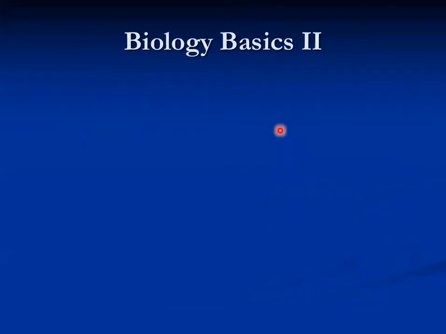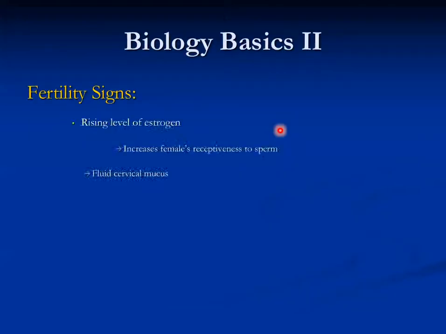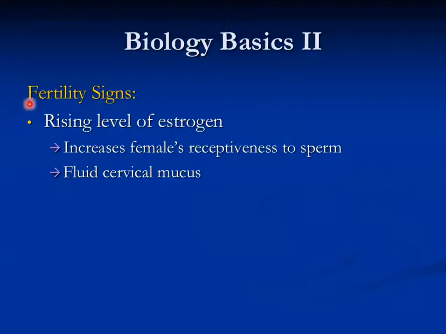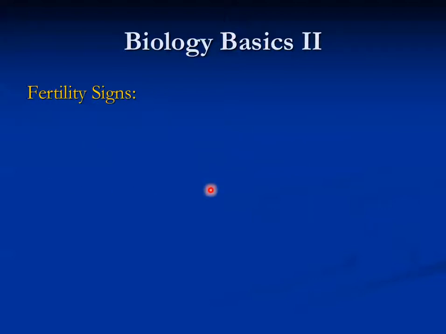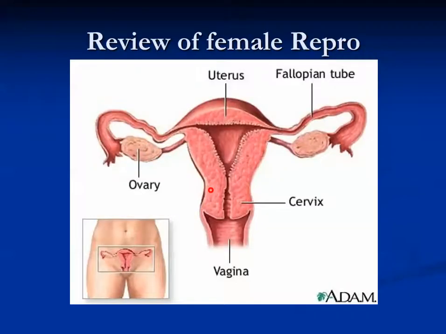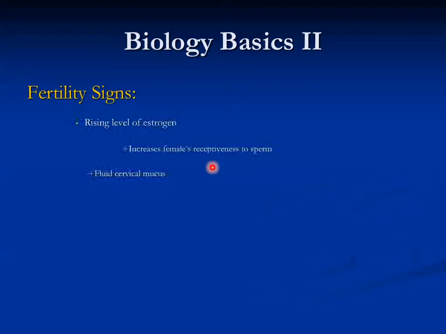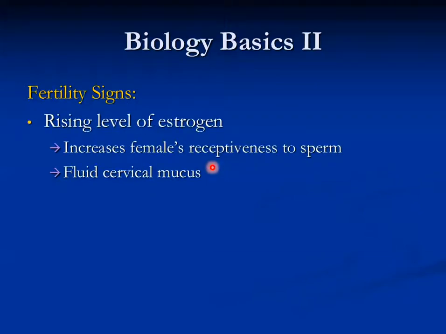Biology basics, then. Fertility signs. The rising level of estrogen increases the female's receptivity to sperm. And again, the fluid cervical mucus does two things. I don't think I quite mentioned this. One, it protects the sperm in the vaginal area, and two, it helps guide it up into the female's reproductive tract. So the estrogen causes the cervix to create a fluid cervical mucus.